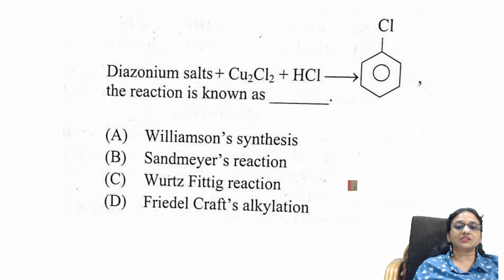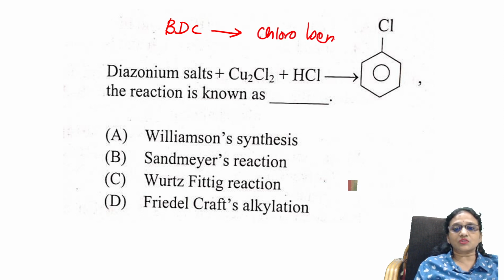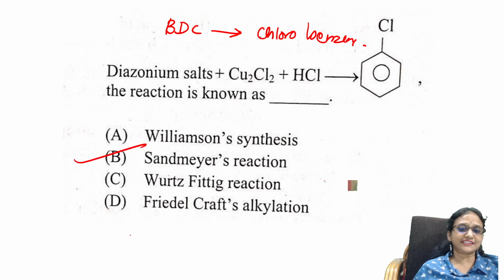Next question. Diazonium salts with copper chloride giving me chlorobenzene. So, conversion of benzene diazonium chloride to chlorobenzene. Okay, what is this reaction called, students? Nothing but Sandmeyer's reaction. Easy.